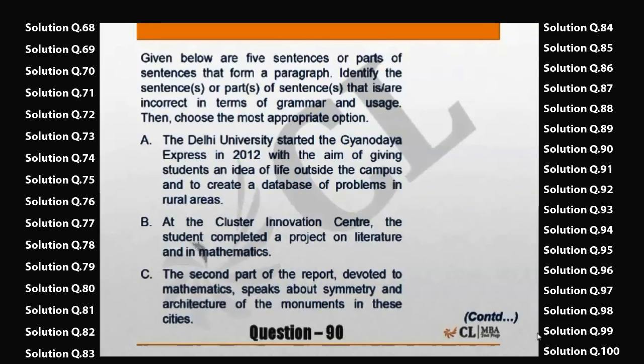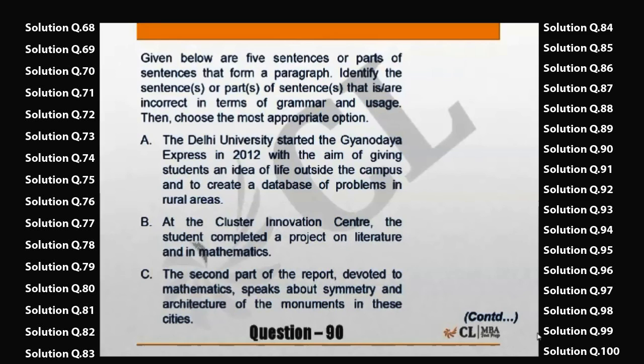Sentence C is incorrect because when referring to a specific detail, one should use the definite article. This is why, in the given sentence, the definite article is missing before the reference to the specific detail of the monuments. Isn't that what you see here on the screen? This is why the correct answer should be: the second part of the report devoted to mathematics speaks about the symmetry and architecture of the monuments, because you're referring to the specific symmetry and architecture of the monuments.